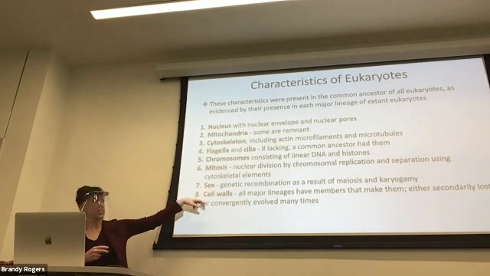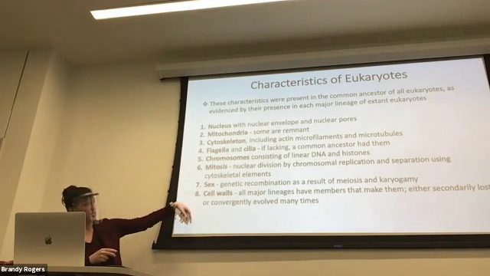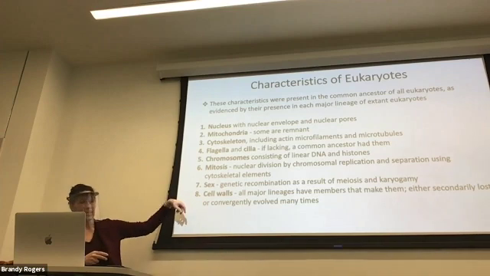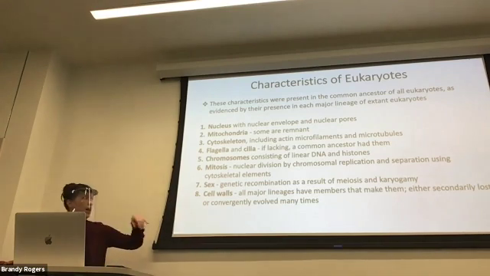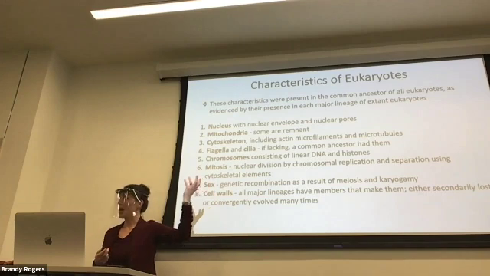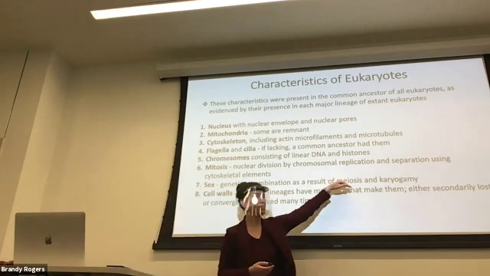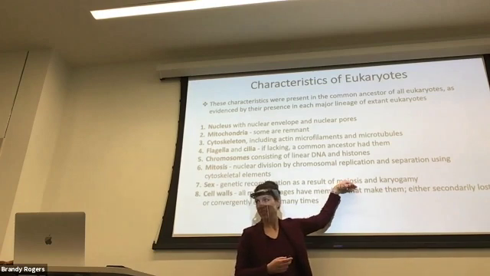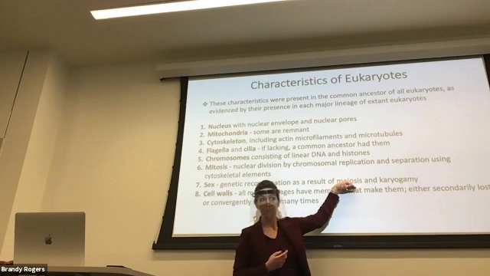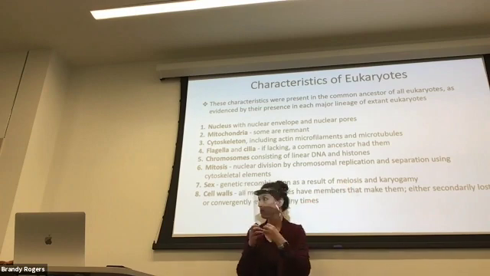And sexual reproduction. Genetic recombination as a result of meiosis and karyogamy. Okay, that is a eukaryotic thing. Again, prokaryotes use binary fission. So when you're talking about genetic recombination, what's meiosis? It's cell division. What does it make? What's the end result of meiosis? What type of cell? Haploid gametes, right? Yeah, so then you get recombination when they fuse.